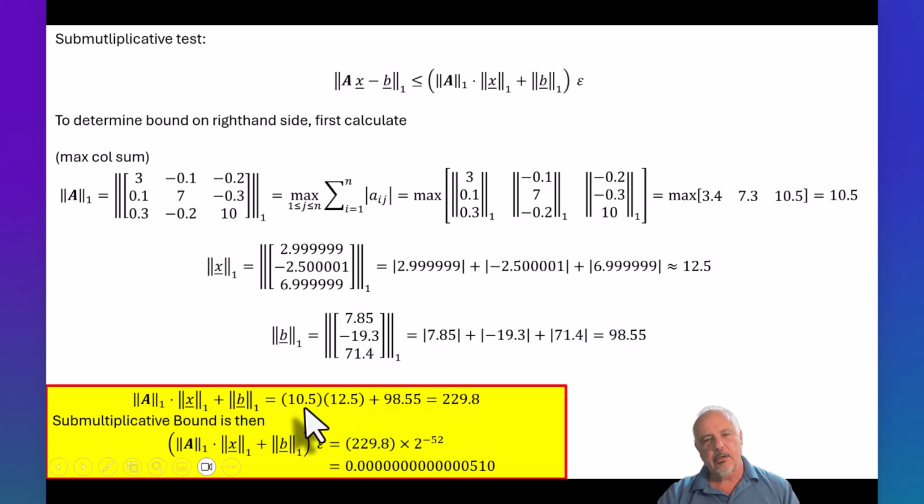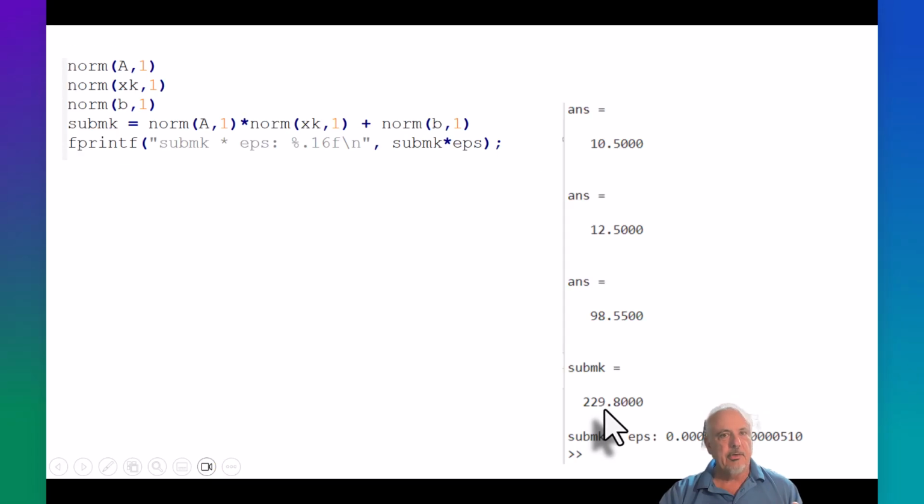Add that up, multiply these two together by submultiplicative, add that in, and I get 229. So that gives me an idea that 229 floating point operations is sort of the bound. I take that and multiply by 2 to the minus 52, and I get the 510 way over here on the right hand. So that's going to be the submultiplicative bound, and this is how I calculated it. Very straightforward, all in one line, to get my submultiplicative k bound, and then I multiply it by eps. So that's how I got it.